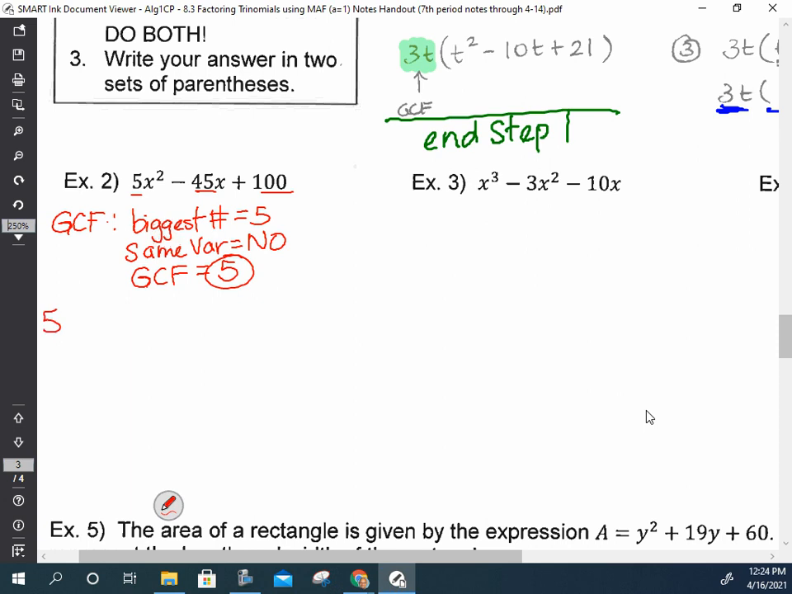So take your problem, 5x squared minus 45x plus 100, and divide everything by 5. So 5 divided by 5 is 1, 45 divided by 5 is 9, 100 divided by 5 is 20. And then 5 goes in front. Don't close your eyes too much, because you end up missing a lot.